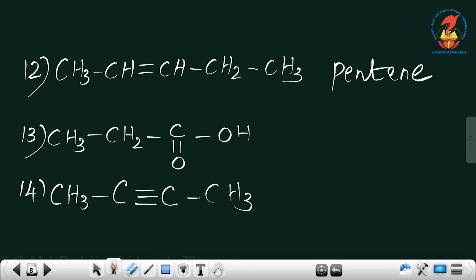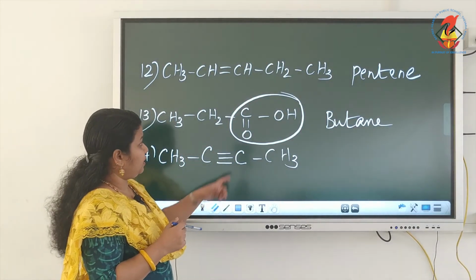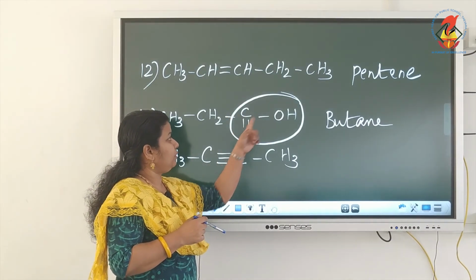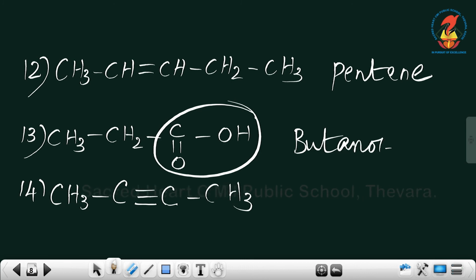Now question number 13. 4 carbons, so write it as but. Nature of the bond between carbons: in the straight line, there is no double bond or triple bond between carbons, so we write it as butane. Please don't look at this C double bond O, it is part of the functional group. Here the functional group is COOH, oic acid. So delete the final E and write oic acid, making it butanoic acid.